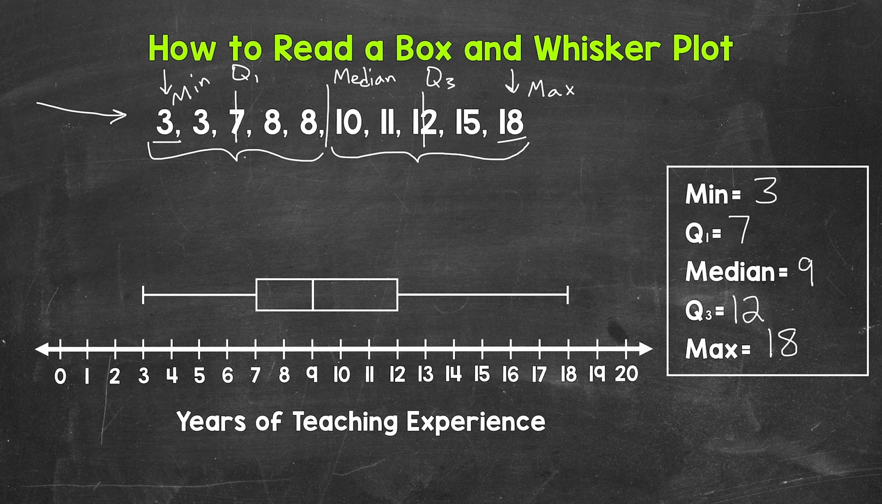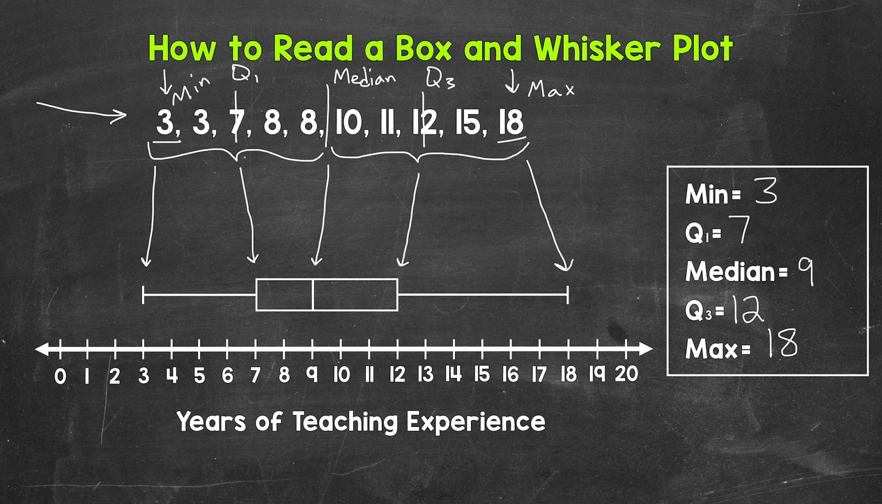We have the minimum, which is 3, represented right here. Then we have the first quartile, which is represented right here, and that is 7. Then we have the median, which is represented right here and is 9. Then the third quartile is represented right here, and that is 12. And then lastly, we have the maximum, which is 18 and represented right here.